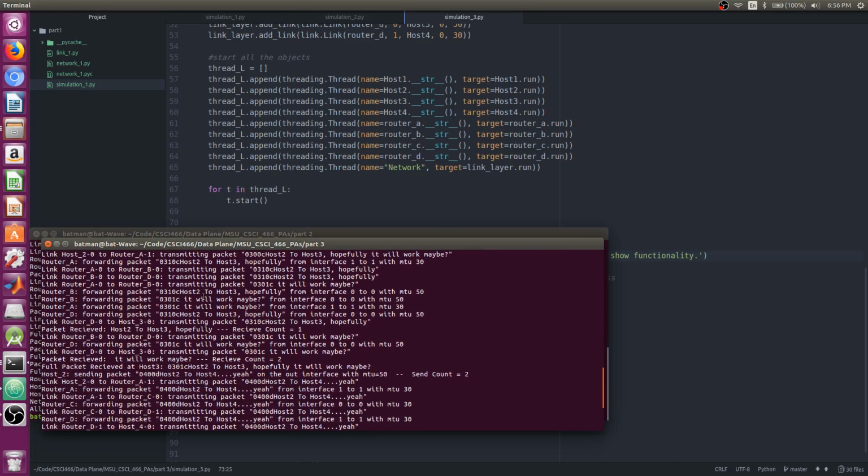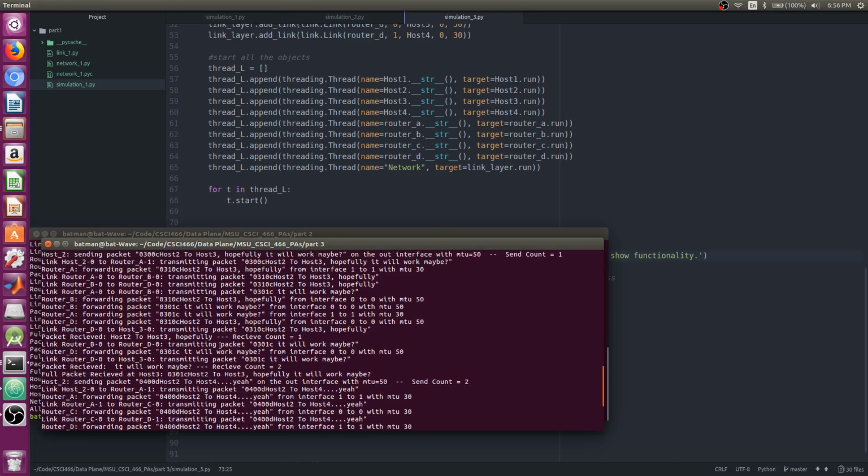And then the second part is another long message that had to be broken up, and it's host 2 to host 3 on B, and so that's going through the right direction there. And then host 2 to host 3, and then full packet received, host 2 to host 3, full packet received at host 3, host 2 to host 3.